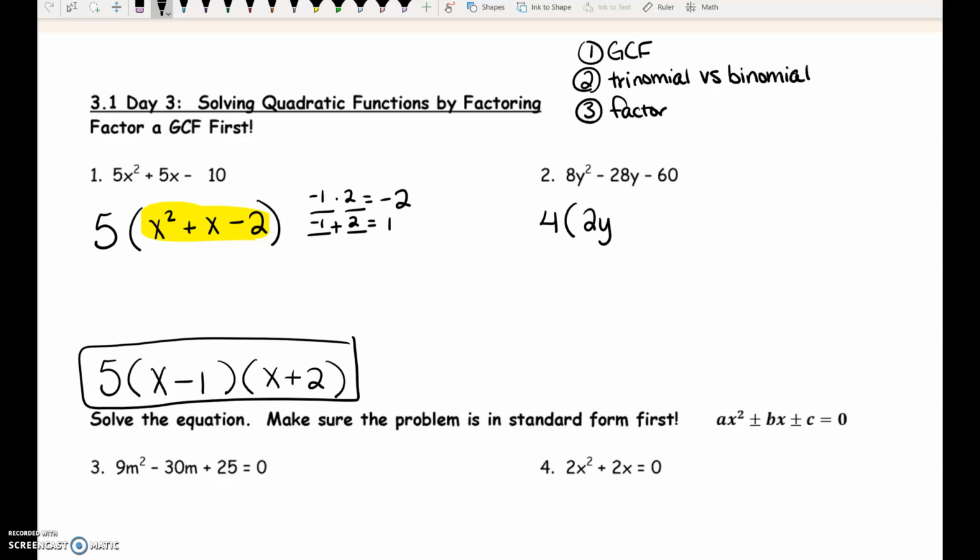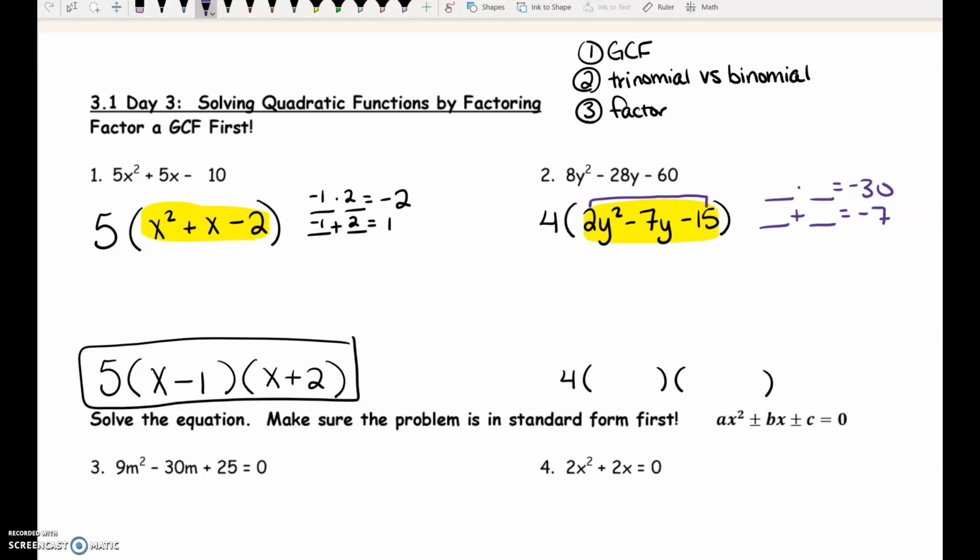That will give us 2y squared. Negative 28y divided by 4 would be negative 7y. And negative 60 divided by 4 is negative 15. So our answer is going to have a 4 in front. We need to factor this trinomial. We do have an a value. So multiply the 2 times the negative 15. We're looking for 2 numbers that multiply to give us negative 30. Those same numbers need to add up to negative 7.